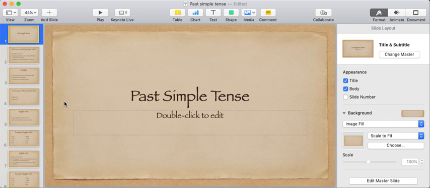Okay, I hope this helps you understand more about the past simple tense, and then you can use it to talk about what happened in the past, your story, whatever you want to talk about in the past.